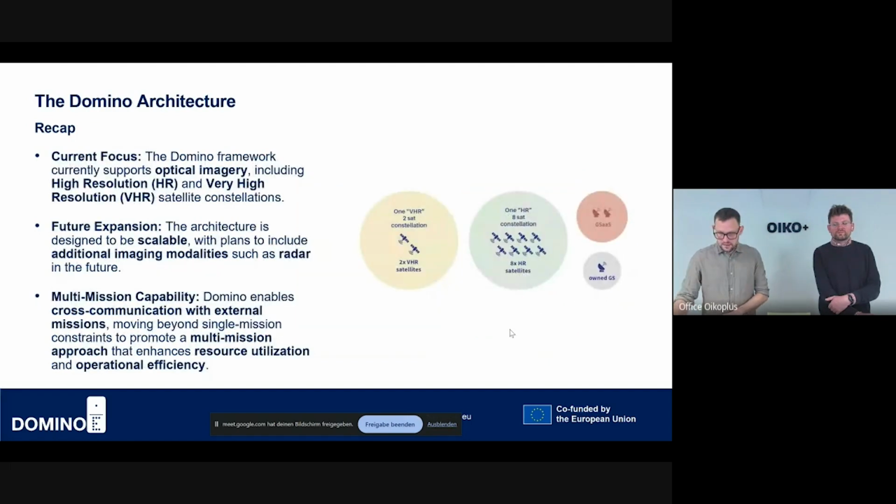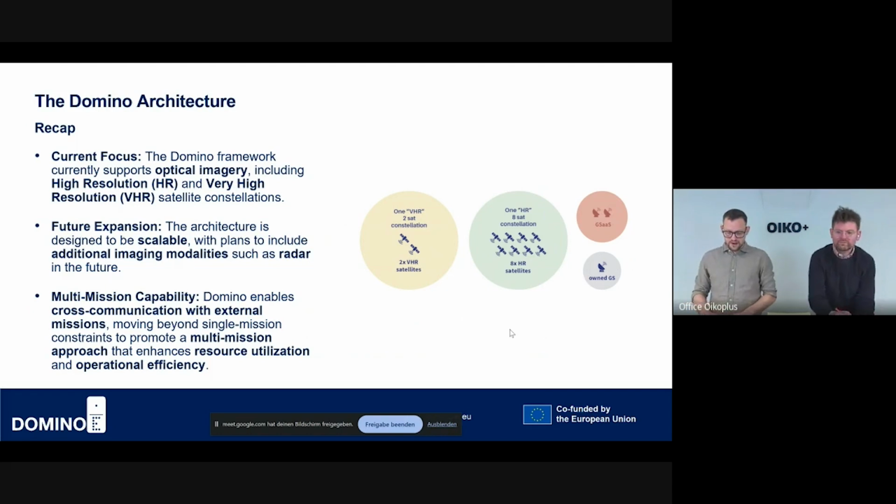Right now, the Domino framework supports mainly optical Earth observation systems, including both high resolution and very high resolution constellations. This may change in future, so there is good reason to think that the Domino architecture will soon be applied also to radar constellations. In these terms it is basically designed for the future. It is scalable, and there is also a clear roadmap to upscale the whole Domino architecture.